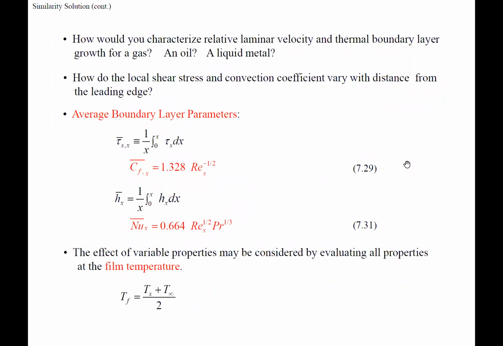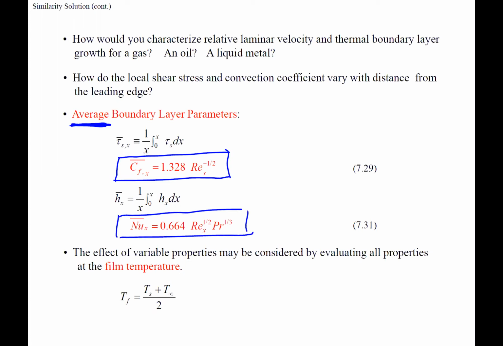All right, so that's local. What if we want the average, right? We want it over that whole flat plate, not just at one point. Then we have to integrate over the flat plate, and that's what's being shown here. Okay, so for the average, you integrate over that flat plate, and you get the friction coefficient over that whole flat plate, and over that whole flat plate, you get the Nusselt number. So this is our average, right?